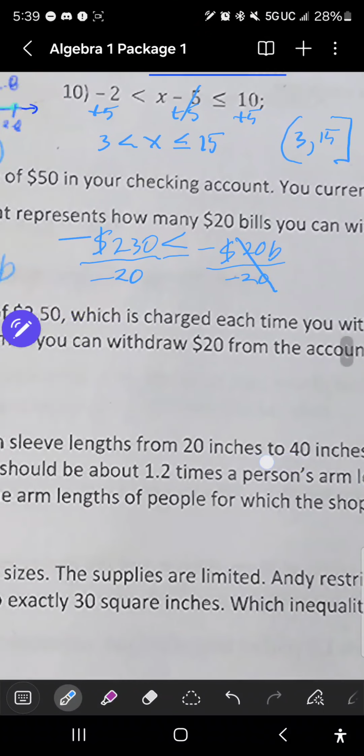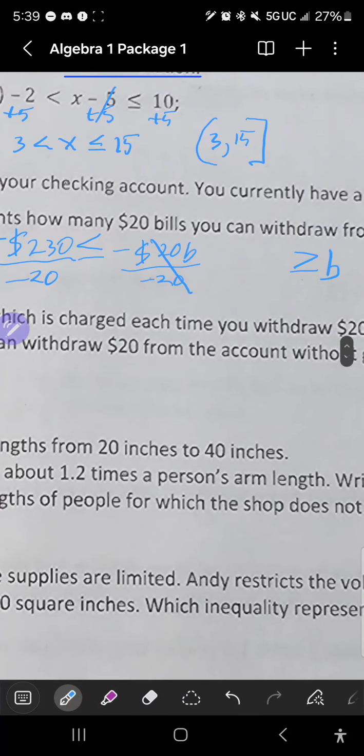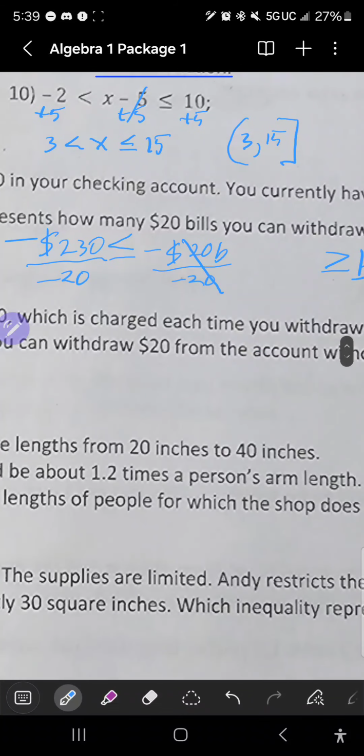Yeah. And our result is going to be positive since both numbers are negatives. So we want to make sure that if they both are the same sign, our result is going to be positive. So we have 11.5.